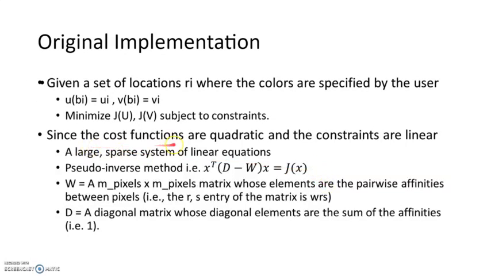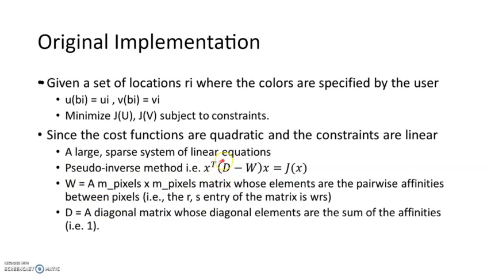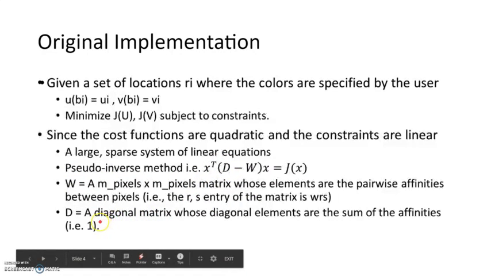Now because the cost function is quadratic and the constraint was linear, the authors tried the sparse system of linear equation method, or the matrix method, to solve the equation for each pixel. I will talk about this in the next slides. So they have implemented the pseudo inverse method, and we can see here there is a matrix called D. D is actually a diagonal matrix whose diagonal elements are the sum of the affinities. So sum of the affinities means the sum of all relationships between a pixel and its surrounding pixels.